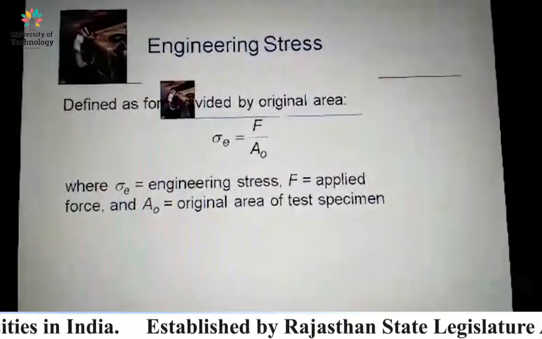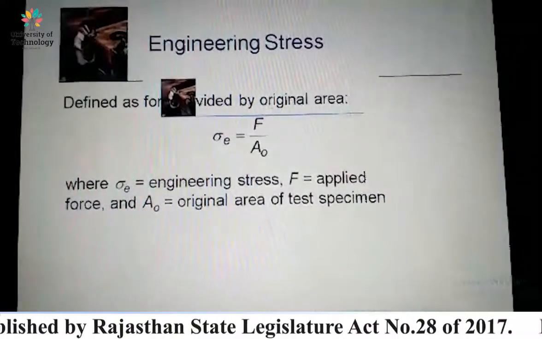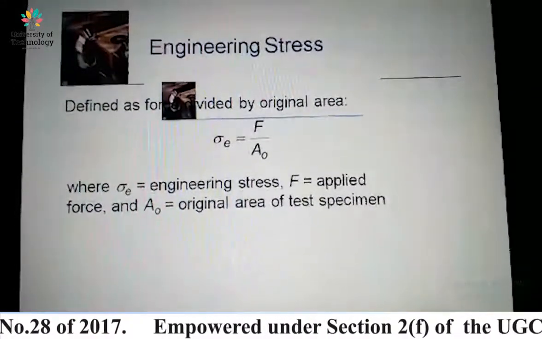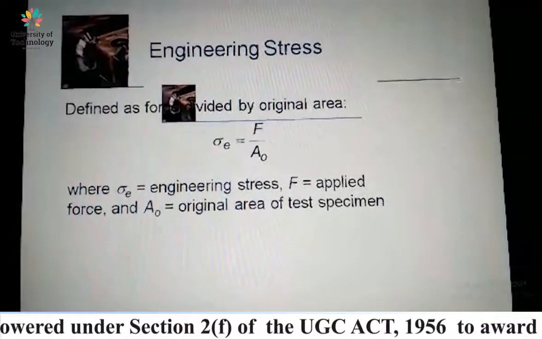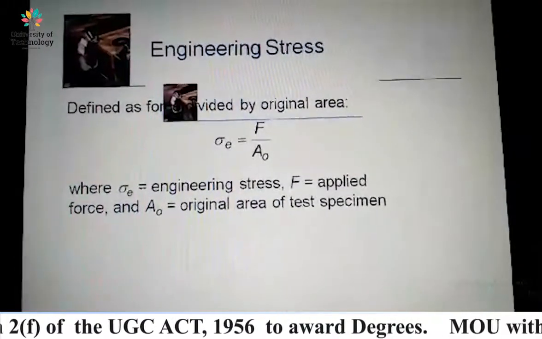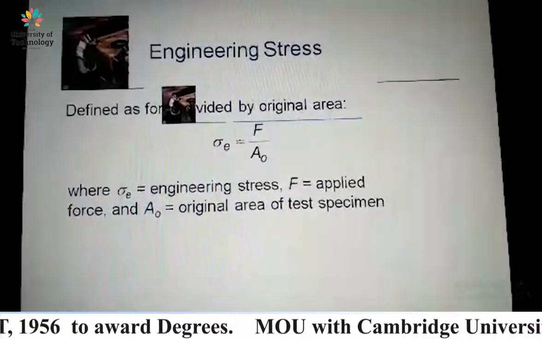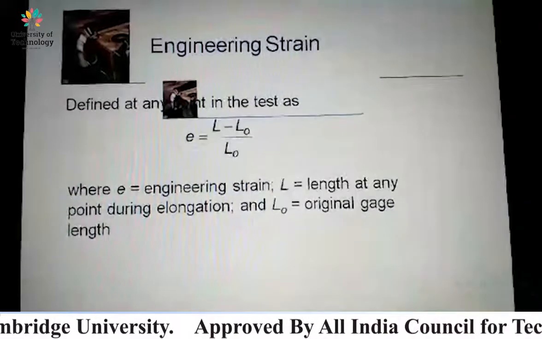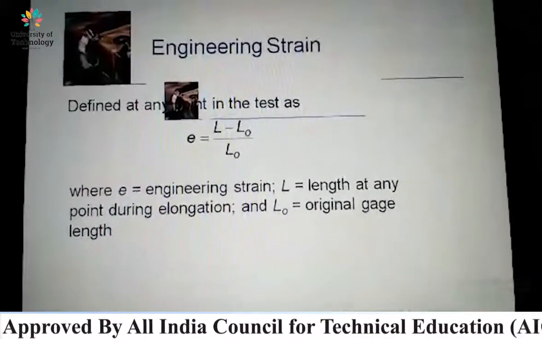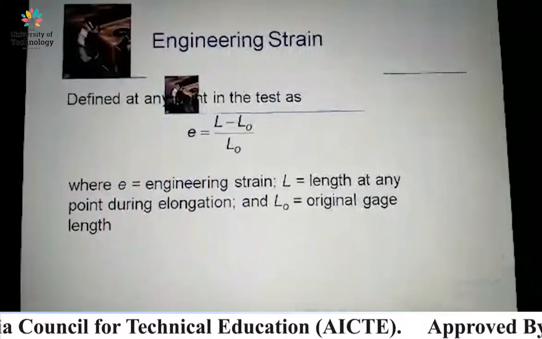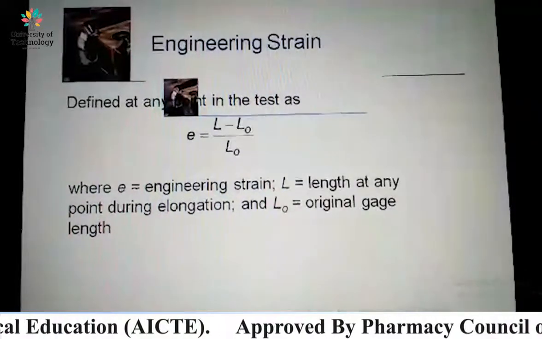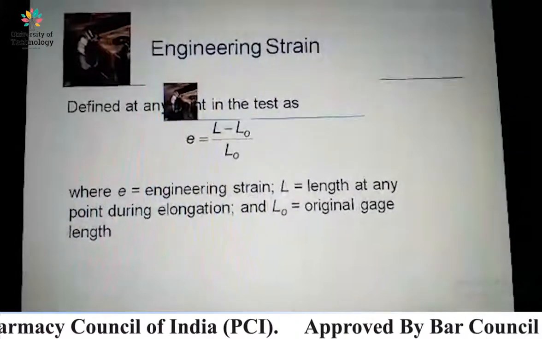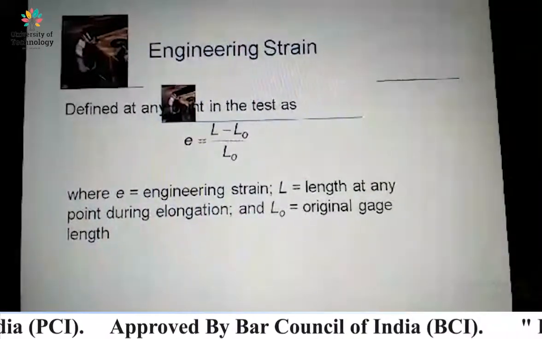Next, engineering stress. Stress is defined simply as force upon area, where sigma is the engineering stress, F is the applied force, and A is the original area of the test specimen, right? And engineering strain is defined in the test. e is (L minus L naught) upon L naught, where e is the engineering strain, L is the length at any point during elongation, and L naught is the original gauge length, right?